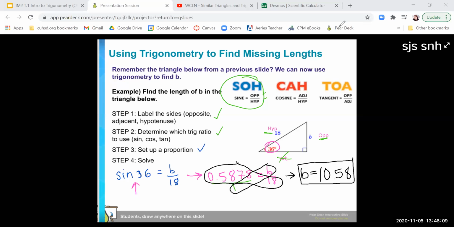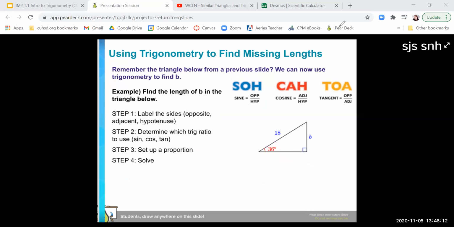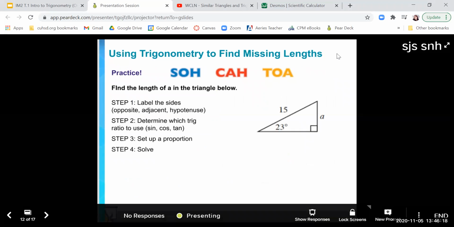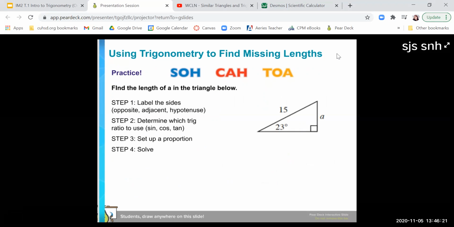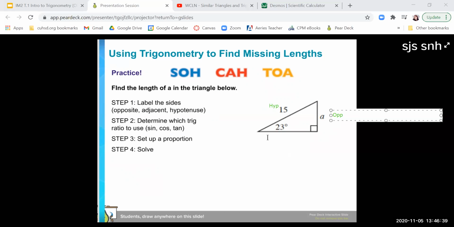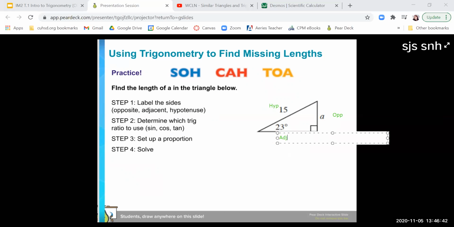Okay, so I'm going to go ahead and clear, and we're going to do this again. All right, so for this next problem, let's start again. This time our angle has changed. It's now 23 degrees instead. But we're going to go through the same exact process. So let's start by labeling our sides. So we have hypotenuse, opposite, adjacent. They're not throwing us any curveballs here. So this is a really straightforward question. It's very similar to the last one. All right, so step one, done.